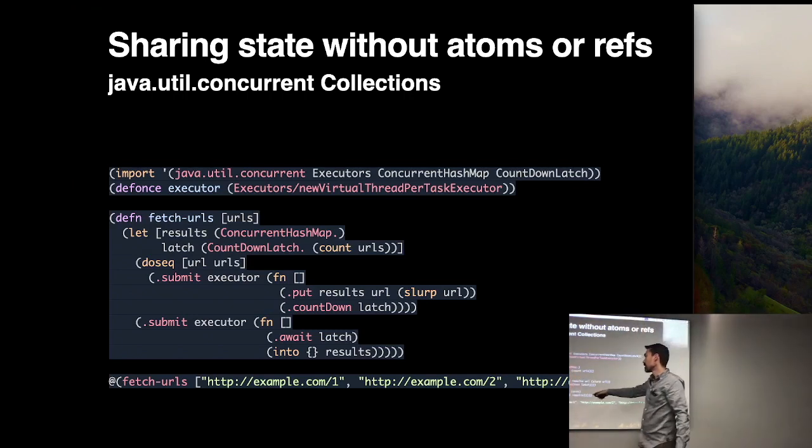And then I'm dumping the results from the concurrent hash map into an immutable one, which will then get returned from this function inside of a promise, right? A future.